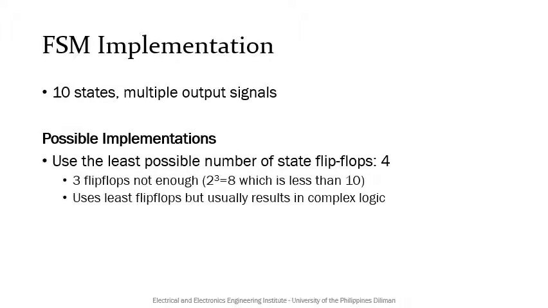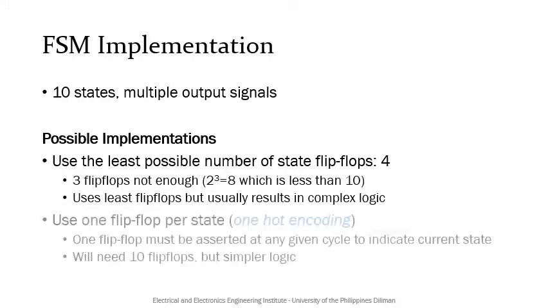The first one is where we use the least number of state flip-flops, which in this case is 4. Using 3 flip-flops will not be enough as it will only result in 2 raised to 3, or 8, possible permutations, which is less than our required 10 states. However, using the least number of flip-flops in a complex system, such as our control unit, will usually result in a complex logic expression and thus hardware for both the next state and output logic blocks.